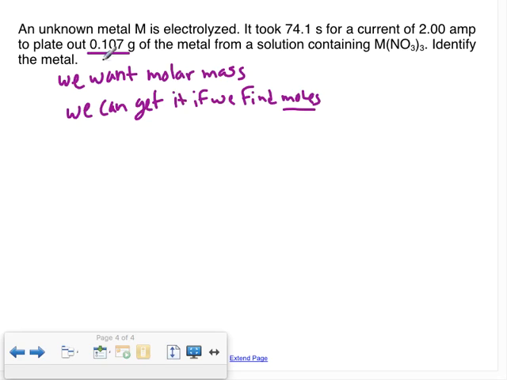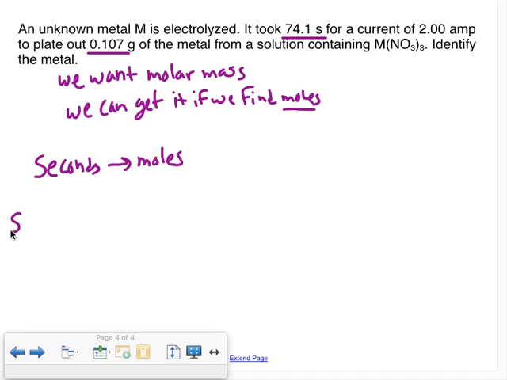Amps is our conversion factor. So the information that we're going to start with is actually the time. And our plan is to go from the seconds to the moles. And then once we have moles, we can find molar mass and we can identify the element. All right, so let's make a plan. We have seconds. And seconds is the unit we want our time in, so we can convert.